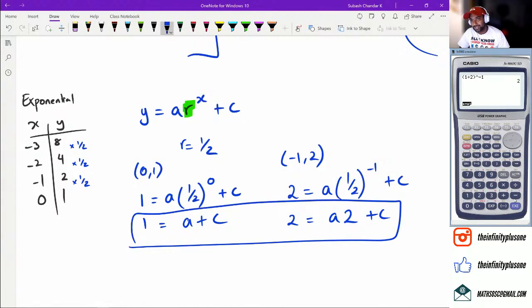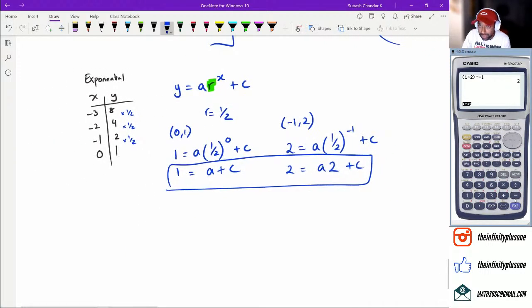And at this point, I can just use substitution and get my values for a and c, or I could use my graphics calculator and put in simultaneous equations. To use simultaneous equations, I'm going to do this the long way, just so people can see the way of doing it.